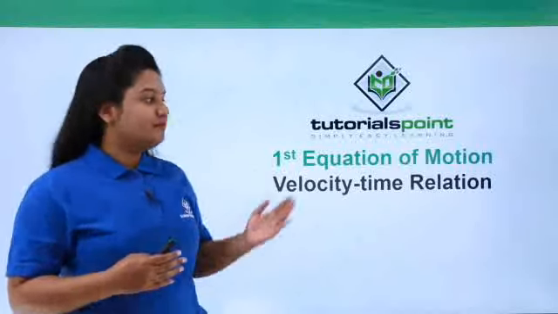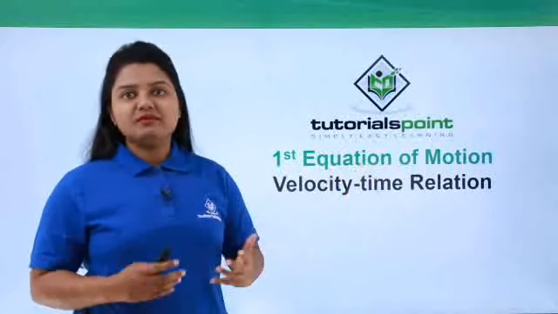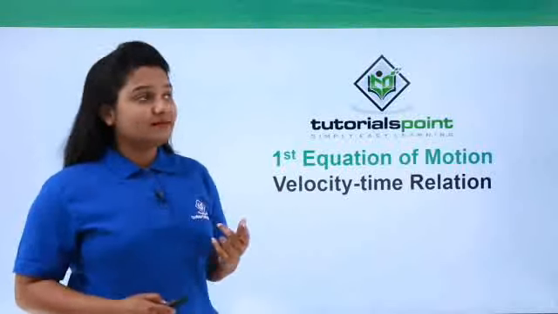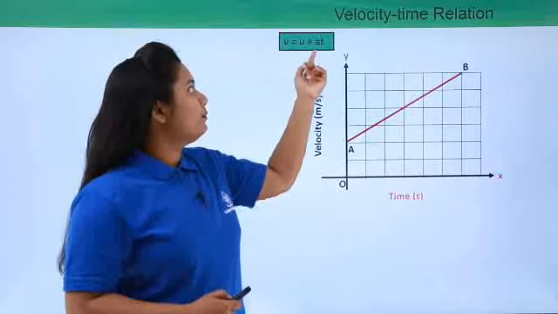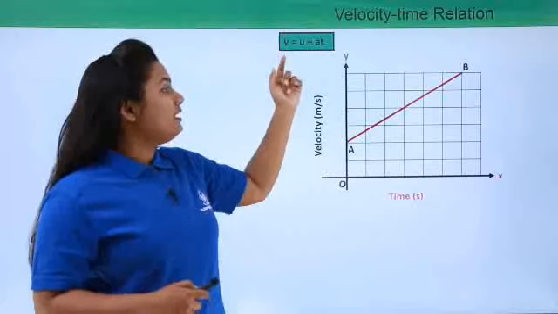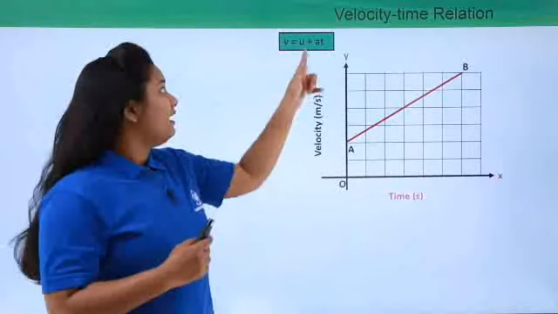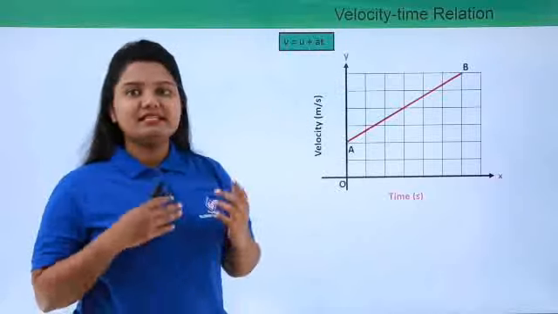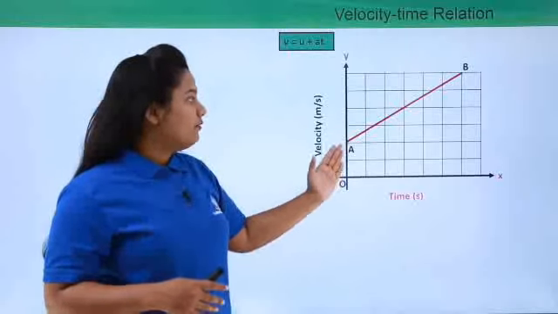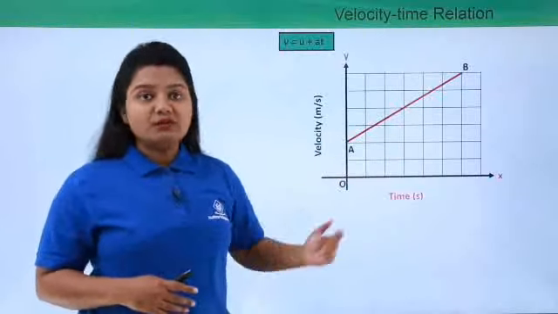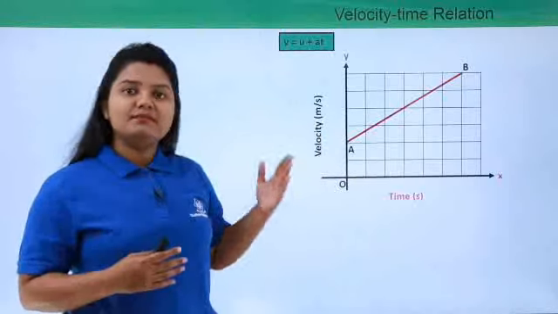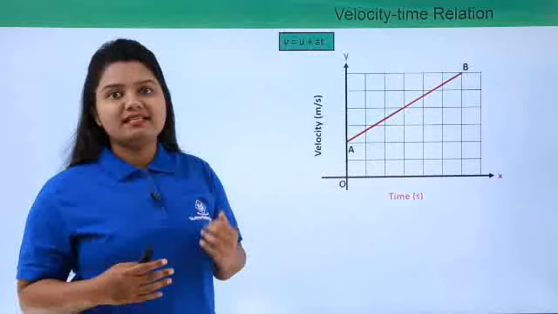In this video, we'll be deriving the first equation of motion, which is otherwise called the velocity-time relation. We have already seen what it is. It is v equals u plus at, where u is the initial velocity of the body, v is the final velocity of the body, a is the acceleration, and t is the time taken by the body. So here I have a velocity time graph, which is a straight line AB. Now this velocity time graph gives us an impression that the body is moving with a uniform acceleration.